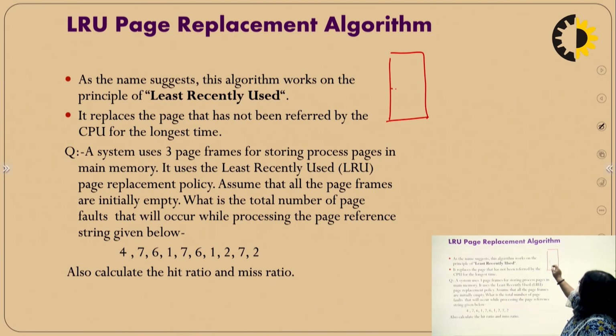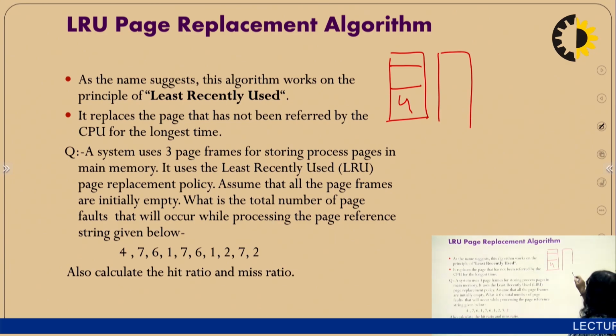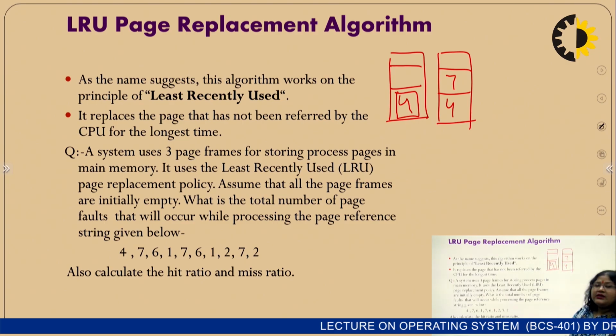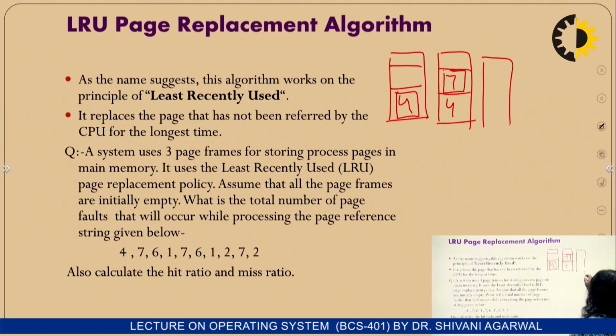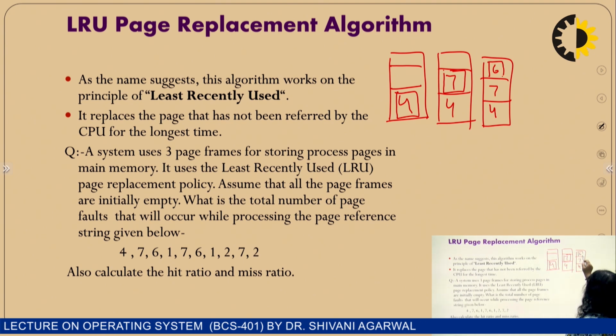For example, we take an example with 4. The first element is 4. Then the second element is 7. So we always take a frame for that. 4 is the first element, after that the new element is 7, and the third element is 6. So we have 4, 7, 6. 6 is the new element in this.